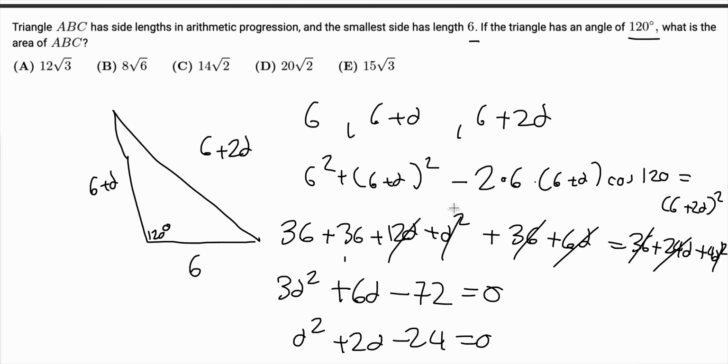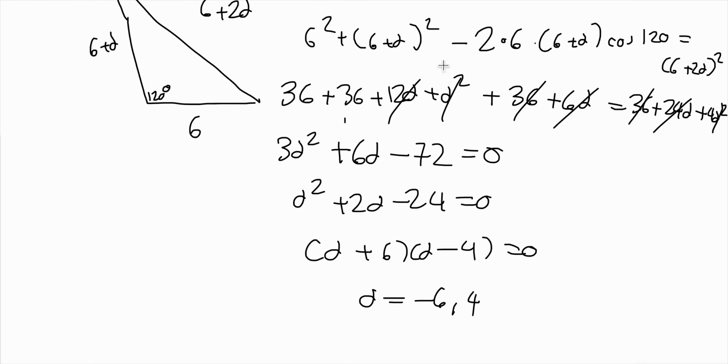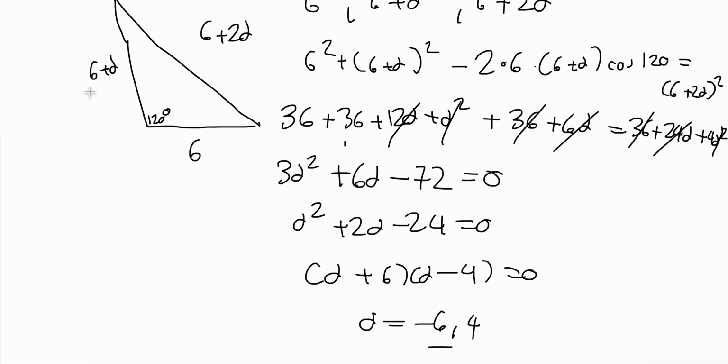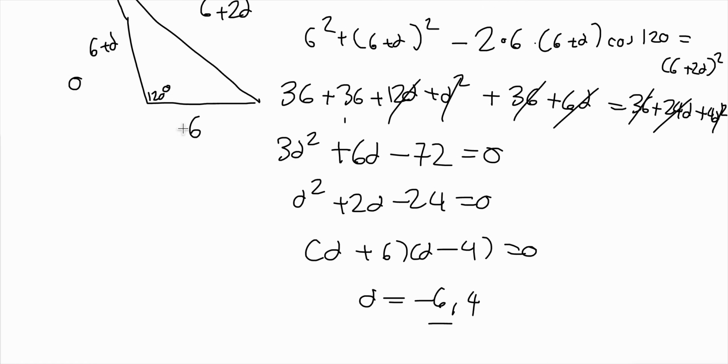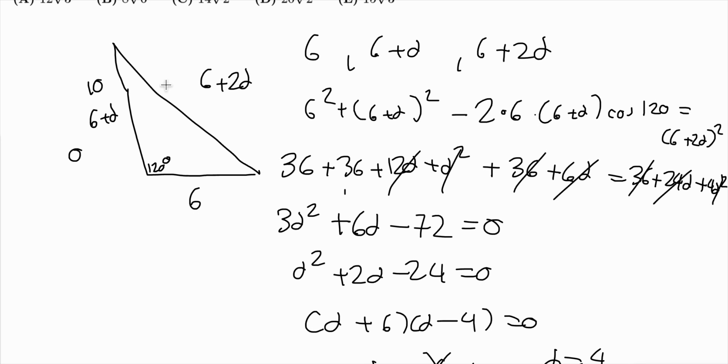But we also know the side lengths are in arithmetic progression with the smallest side of length 6. If d was negative 6, then this side would be 0, and first of all, a side of a triangle can't be 0, but also 6 would not be the smallest side, 0 would be. So we can't have the negative number. So d equals 4, and we have all our side lengths. This is 10, and this is 14.